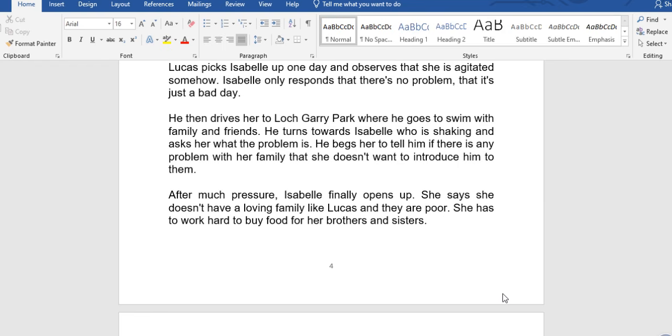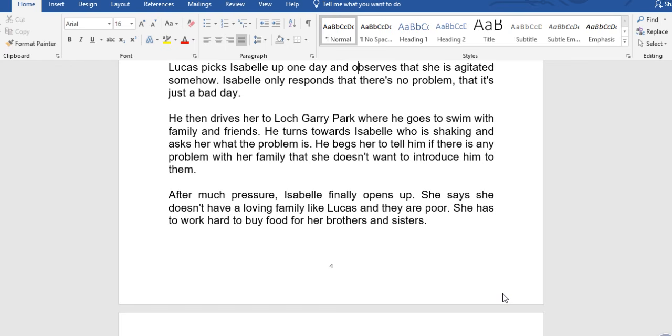Lucas picks Isabel up one day and observes that she's agitated somehow. Isabel only responds that there's no problem, that it's just a bad day. He then drives out to Lochgarry Park, where he goes to swim with family and friends. He turns towards Isabel, who is shaking, and asks her what the problem is.